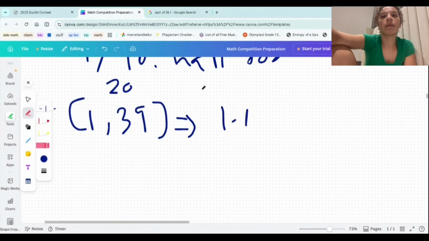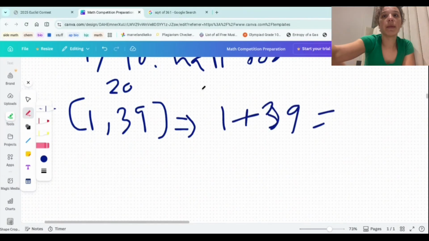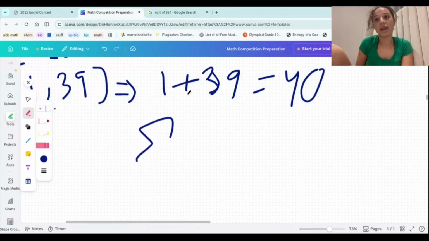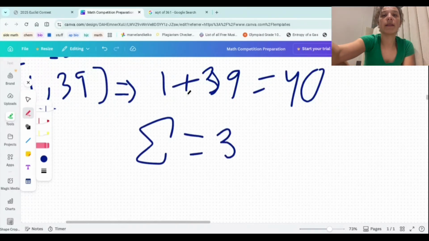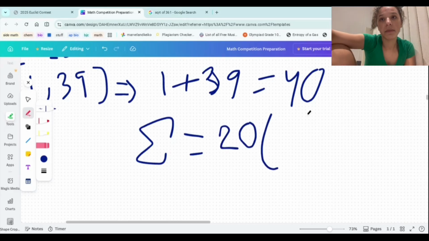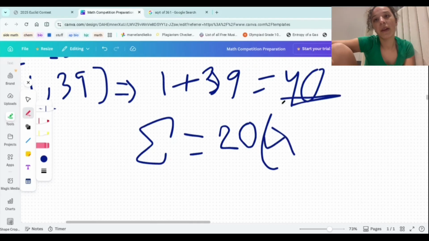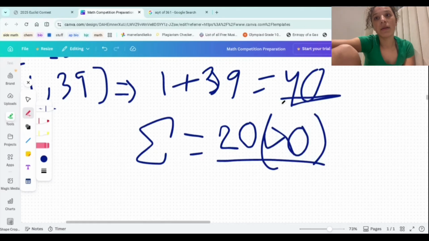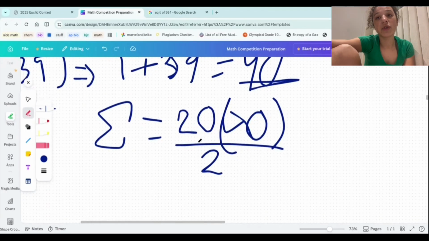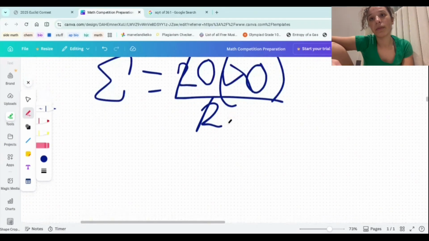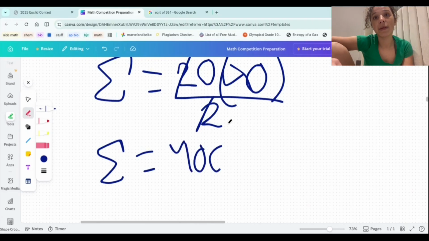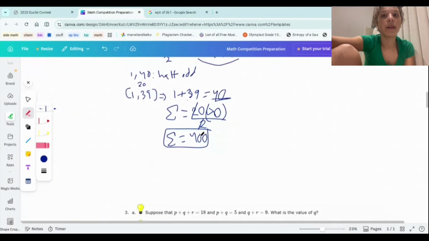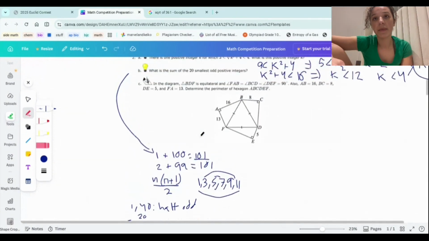So my extremities will add up to 40, right? 1 plus 39 equals 40. And 3 plus 37 is also 40. So my sum will be, how many elements do I have? I have 20, and all of the pairs add up to 40, and the number of doubles will be 20 divided by 2. So this is just 10 times 40, so my sum will be 400. That's the sum of the first 20 odd numbers. Okay.